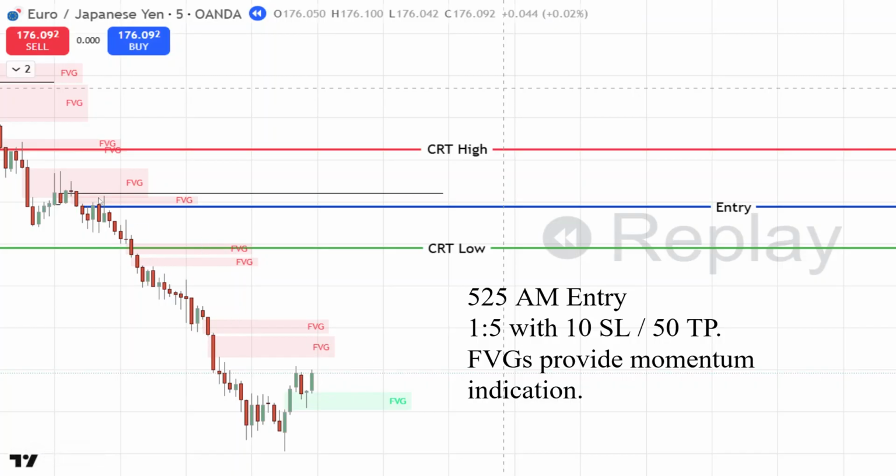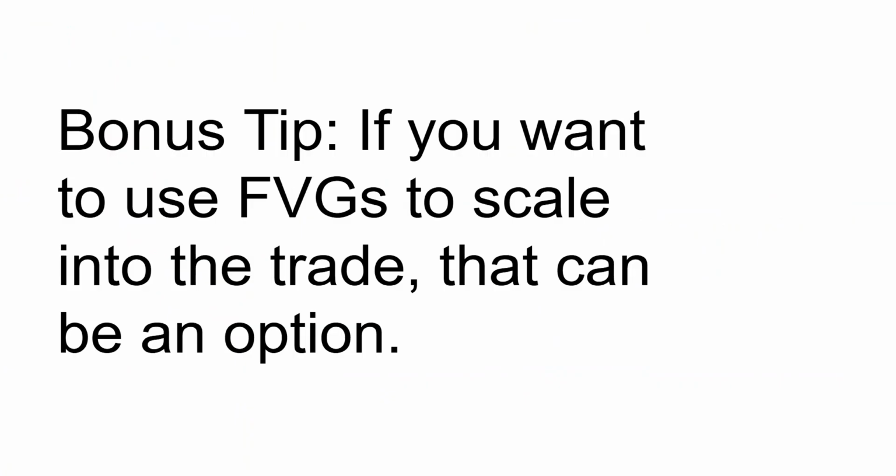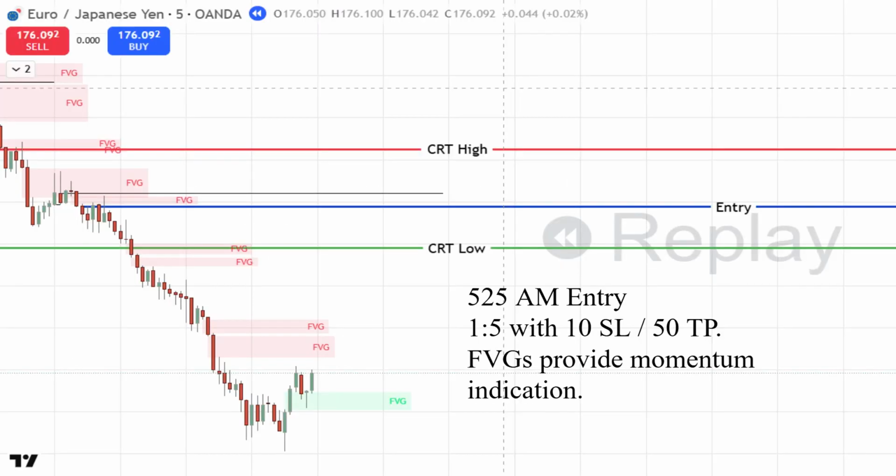All right. So this would have been good for an entry around 5:25 a.m. with a 1 to 5 risk to reward with a 10 pip stop loss and a 50 pip take profit. So fair value gaps just show you that there's momentum. If you want to use fair value gaps to scale into the trade as well, that can be an option.